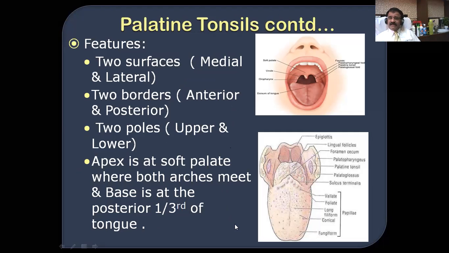Palatine tonsils, if you see the features in detail, we have two surfaces: one is the medial surface and the other is the lateral surface. There are two borders, anterior border and posterior border. Again, there are two poles because it is almond shaped, upper pole and lower pole. The apex is at the soft palate where both arches meet, and the base is at the posterior one third of the tongue.